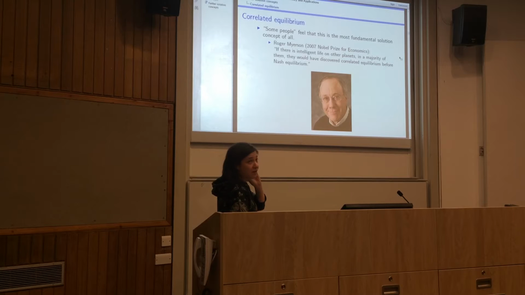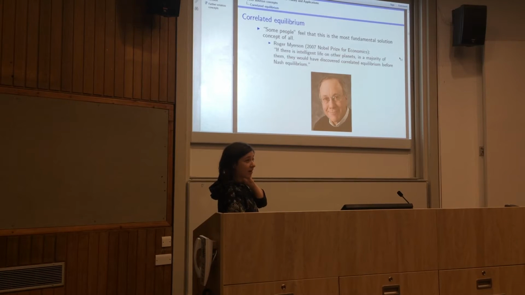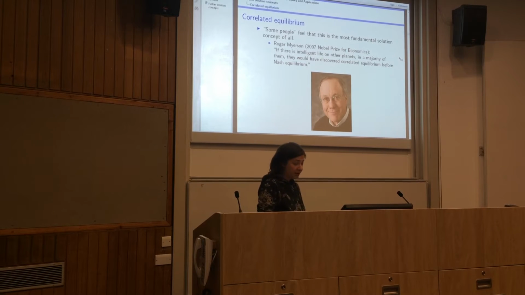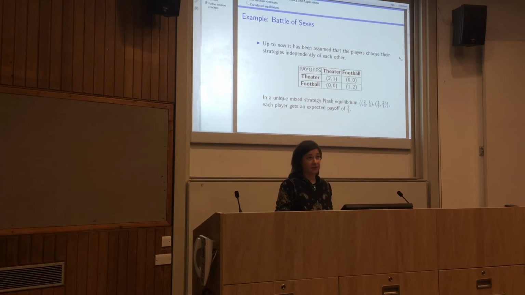Roger Myerson, who is the big name in mechanism design, as you probably already know, said that if there was intelligent life on other planets, then the majority of them would discover correlated equilibrium before Nash equilibrium. So what's the idea there?